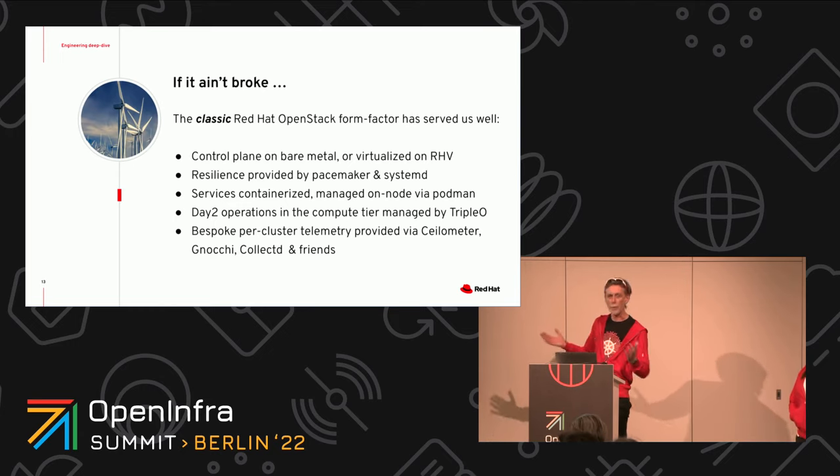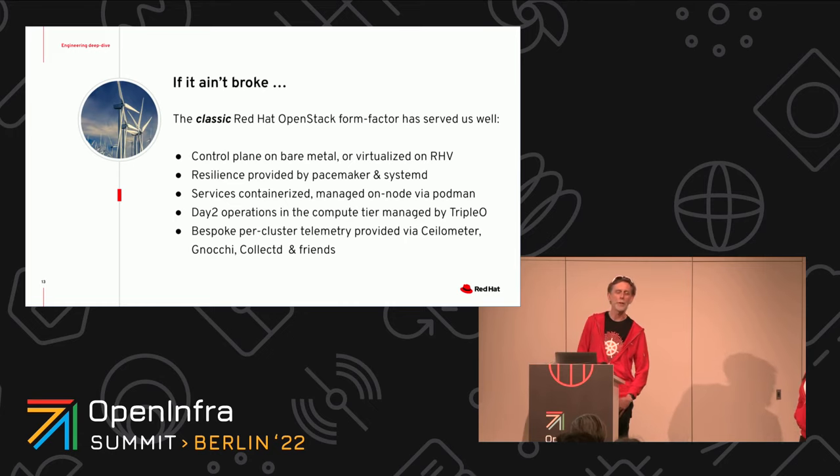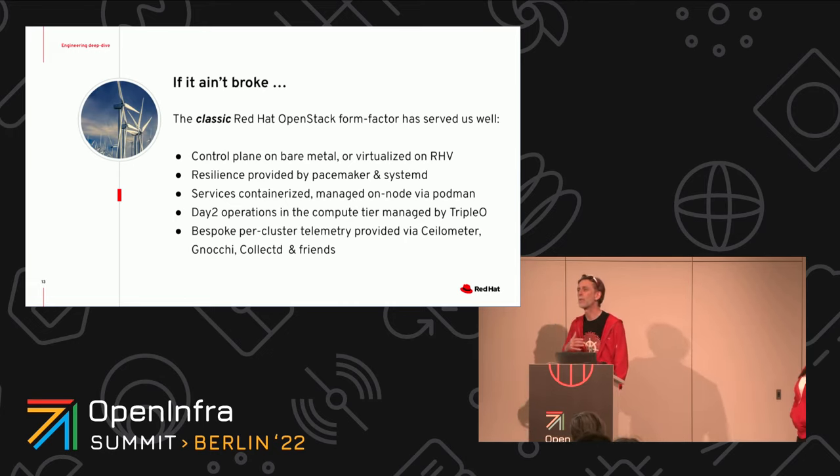And it isn't broken, right, is, I guess, the overarching message from this slide. So OpenStack, the Red Hat productization of it, is currently at version 16.2, right? So we've brought it through many major versions over the years. We have evolved the form factor of the product. We have evolved the deployment tooling to the point at which it's a very mature offering, yeah?